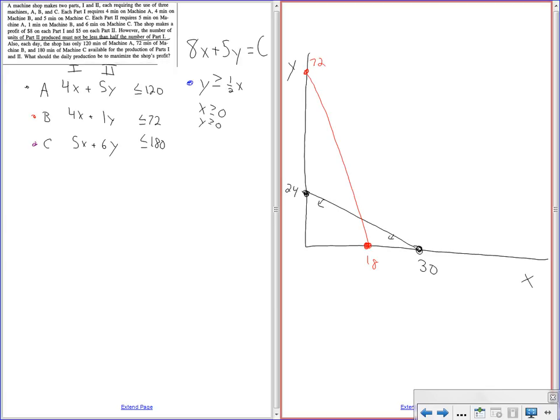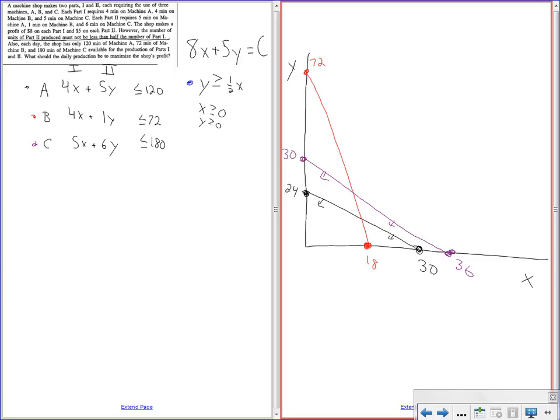And then next one we have 36 and 30. Now, right now, I'm not drawing in the 1/2.